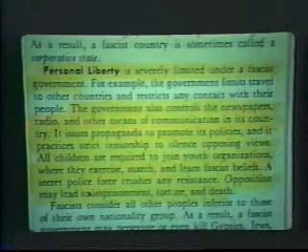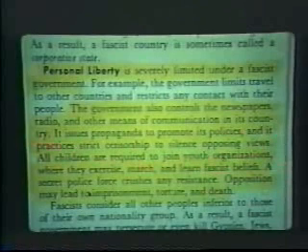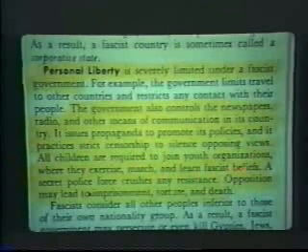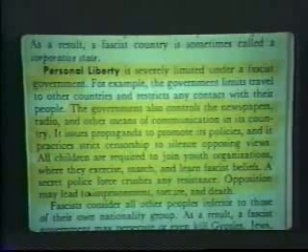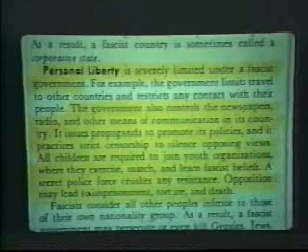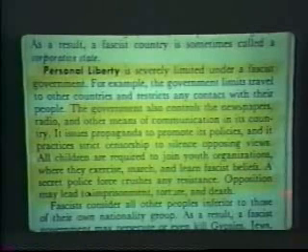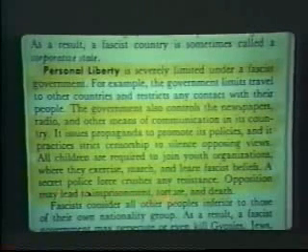Of course, the government controls under fascism. The government controls newspapers, radio, and other means of communication in the country. It issues propaganda to promote its policies, and it practices strict censorship. All children are required to join youth organizations where they exercise, march, and learn fascist beliefs. A secret police force crushes any resistance. Remember the Rodney King beatings and all the other kind of beatings that the people of this country are taking at the hands of the police forces? Opposition may lead to imprisonment, torture, and death. We're talking fascism.